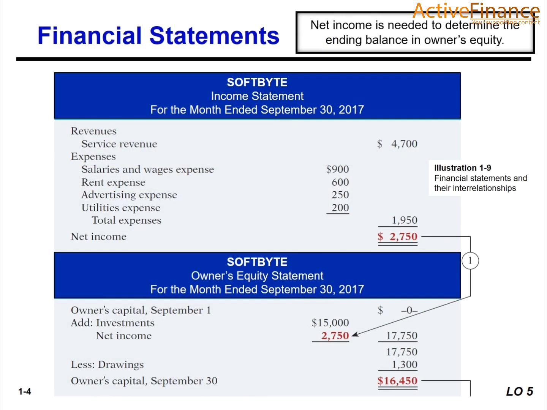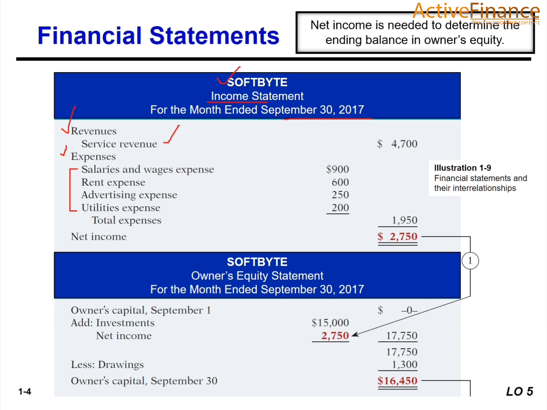So these are the two financial statements of Soft Bite company. First is the income statement for the month ended September 30, 2017. First revenues, and the revenue type is service revenue. The company has generated $4,700, and these are the expenses of the company which occurred in the month of September: first, salaries and wages expense, rent expense, advertising and utility.